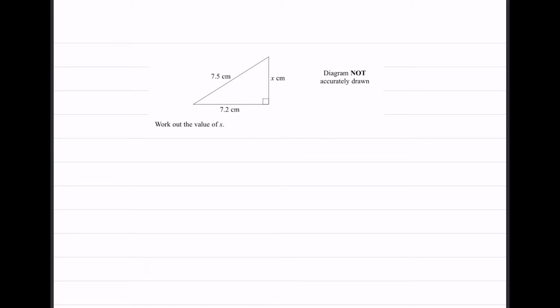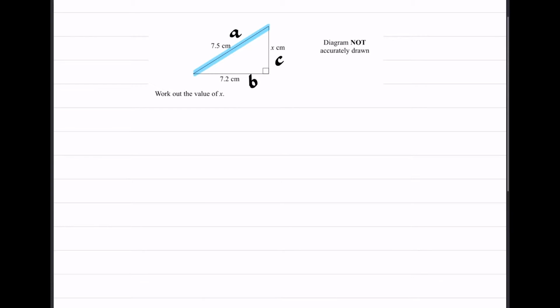The next question, we have work out the value of x, 7.5 centimeters, 7.2 centimeters, and x centimeters. We can see the hypotenuse is the longest side of the triangle, and it's also the side opposite the right angle. So again, I'm just going to label my side so that I can work with my formula. Now when I look at this, I can notice that the A, or the hypotenuse, actually has a value in it. It's 7.5, and I'm looking for one of the other sides. However, I'm still going to keep the formula the same.